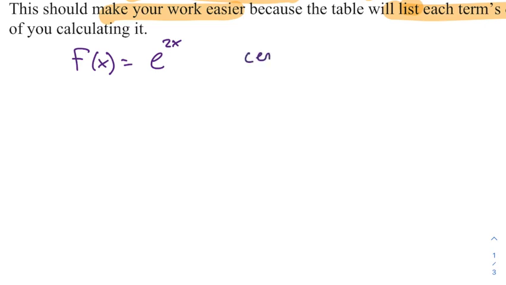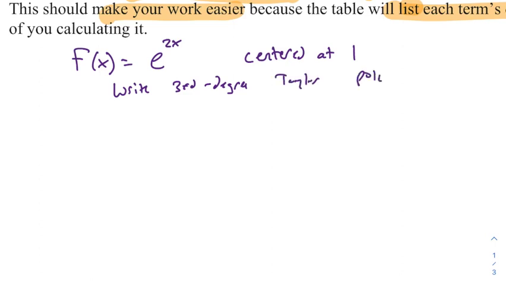So let's say we have a function e to the 2x. We're going to be centered at 1. I want you to see what that's like. It'll say centered about 1, or it might just say about 1. That all means centered. And we want to write the third degree Taylor polynomial to show the approximation polynomial for this function. All right, so if we're going to go to the third degree, then that means that we're going to end up going to some kind of a third derivative.